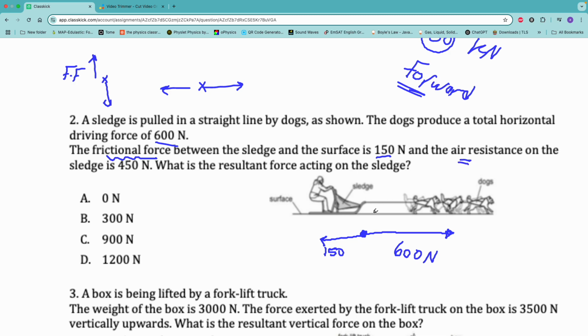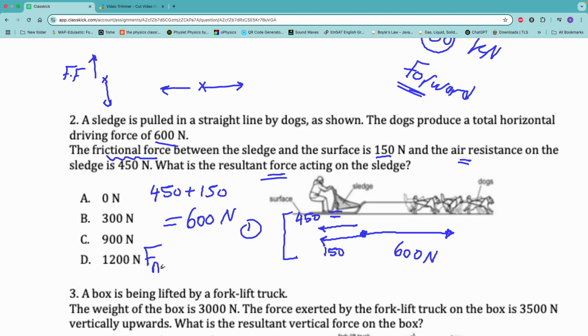And there is an air resistance. So we have two friction forces: the friction force between the sledge and the surface, and another friction force caused by air, which has a backward impact of 450 Newton. So we need to find the resultant force. To find the resultant force, step one, you add these two forces. 450 plus 150, we can divide it into two steps or one step. If two steps, number one, you calculate the backward force, which is 600 Newton backward.